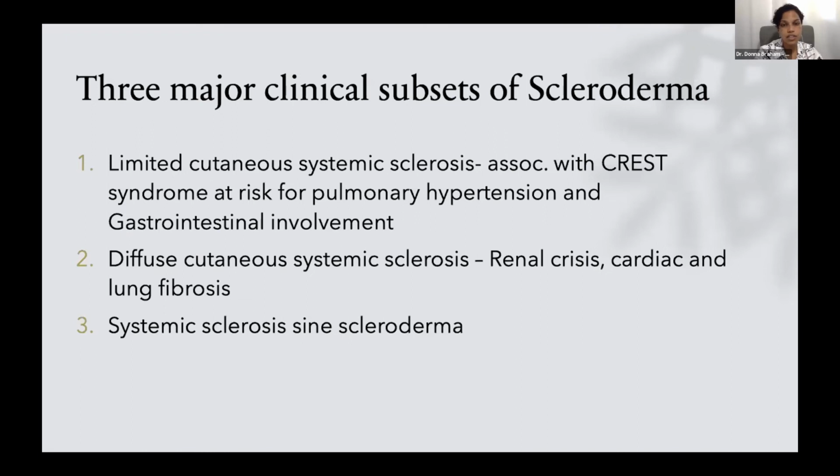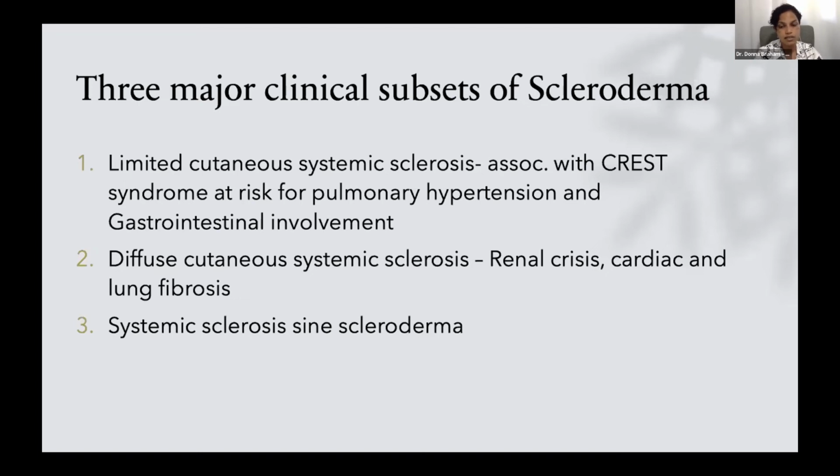So the three major clinical subsets of scleroderma: first is limited cutaneous systemic sclerosis, which is associated with CREST syndrome. Those patients are at risk for pulmonary hypertension as well as gastrointestinal involvement. So at each visit, you want to ask the patient if they're having any shortness of breath, any shortness of breath on exertion, if they're having any difficulty lying flat, and you need to get an echocardiogram done to evaluate also for pulmonary hypertension.